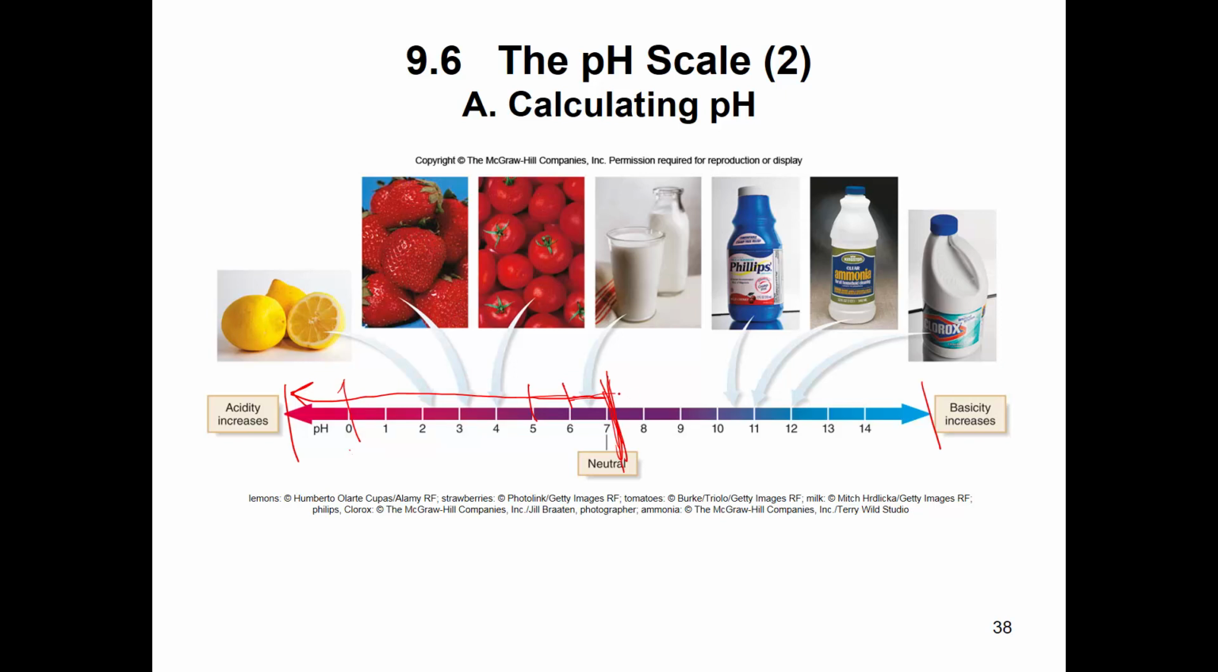Whereas bases make a lot more sense because as they get away from 7, they're going up in number. So a pH of 14 is a strong basic solution. So everything greater than 7 is a base, and everything less than 7 is an acid.